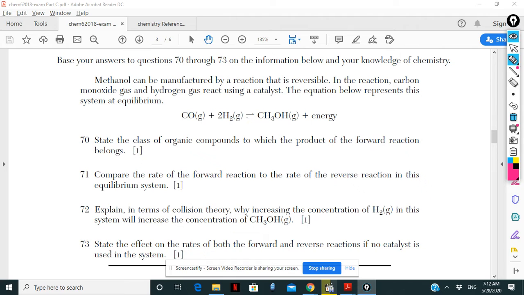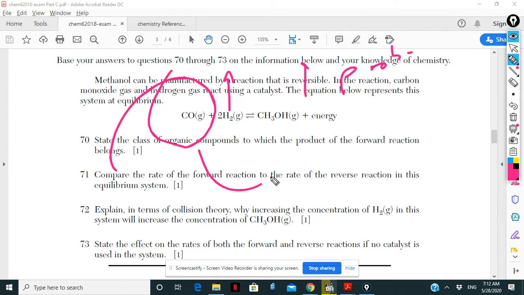Explain in terms of collision theory why increasing the concentration of hydrogen gas in this system will increase the concentration of methanol. So increasing the hydrogen increases the probability of collision with carbon dioxide, increasing the forward reaction and the formation of methanol.